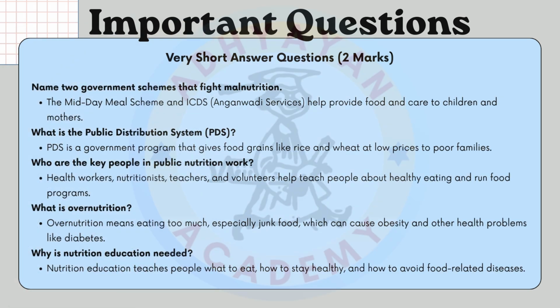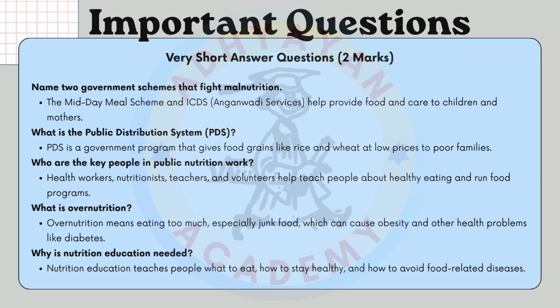Name 2 government schemes that fight malnutrition. The Midday Meal Scheme and ICDS, Anganwadi Services, help provide food and care to children and mothers. What is the Public Distribution System, PDS? PDS is a government program that gives food grains like rice and wheat at low prices to poor families.